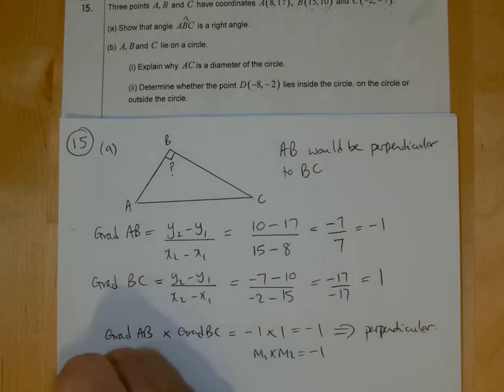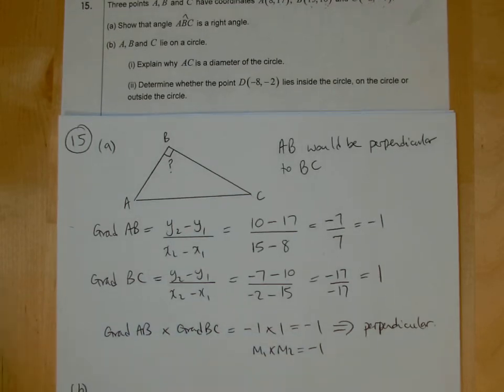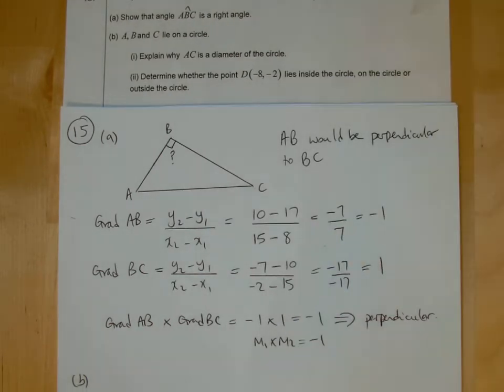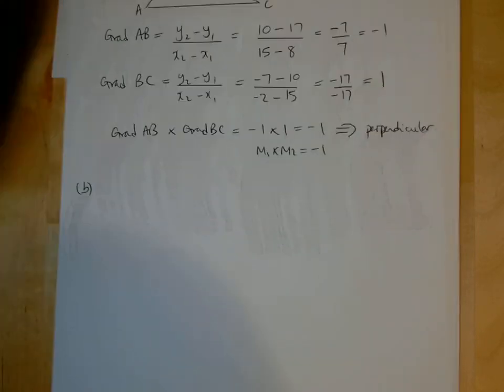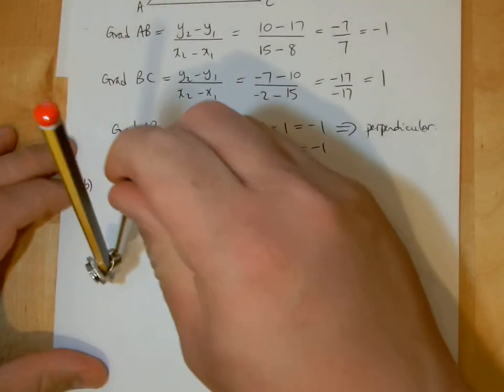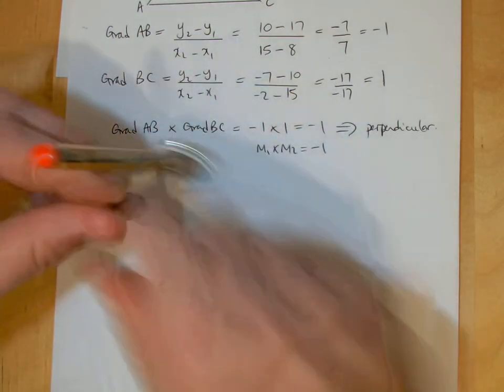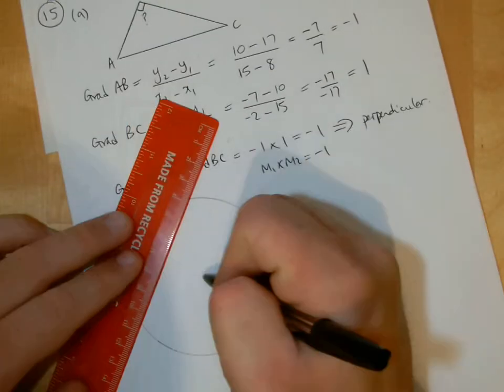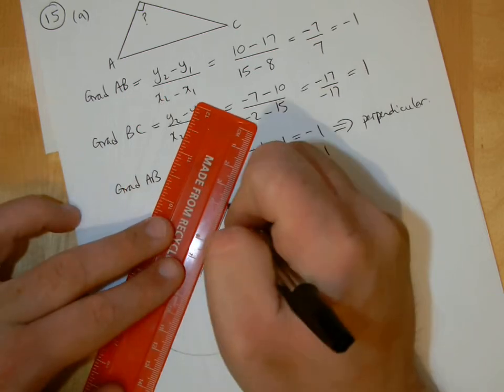Part B then, it says ABC lie on a circle. Explain why AC is the diameter of that circle. Well, if we draw a little sketch, this goes back to GCSE circle theorems, one of the simplest circle theorems. If we draw a little circle here, you'll realise that if the 3 points lie on a circle, two of them join to create the diameter.